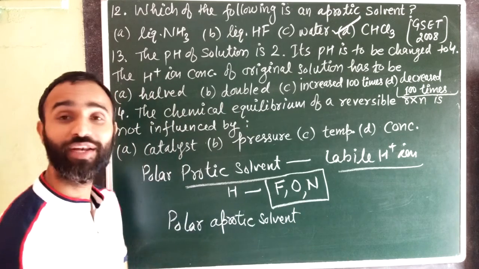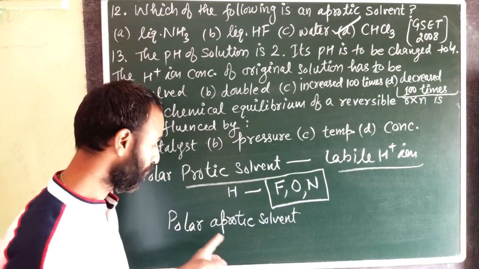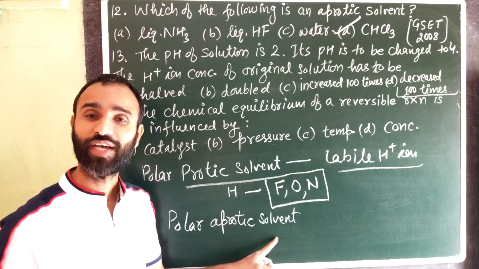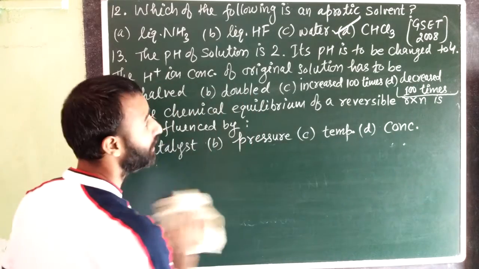These are used when we are dealing with SN1 SN2 reactions. Polar aprotic solvent favors SN2 reaction. Okay, so option D is correct.